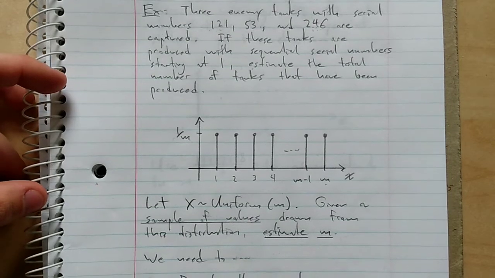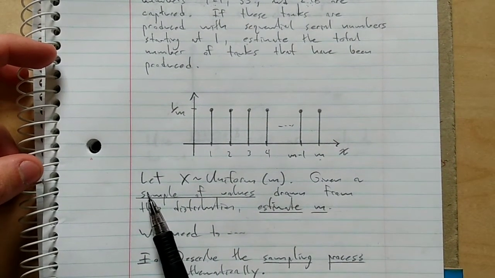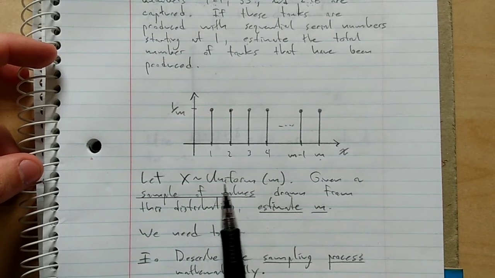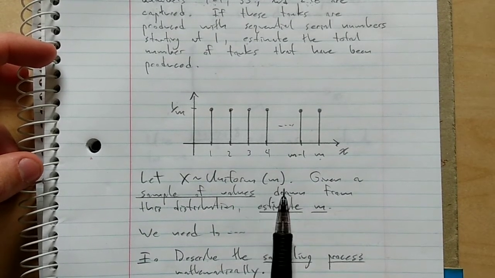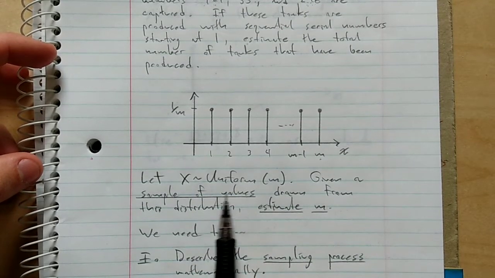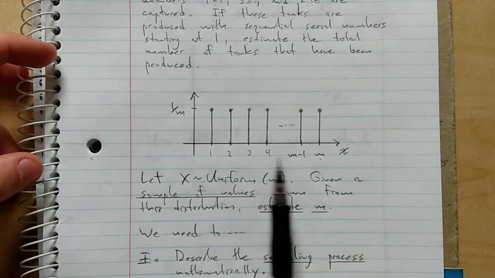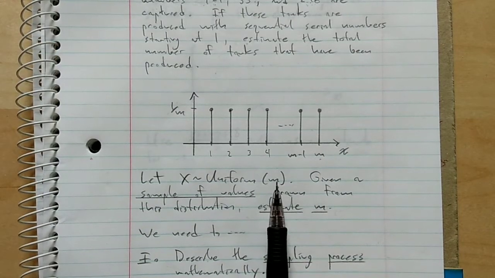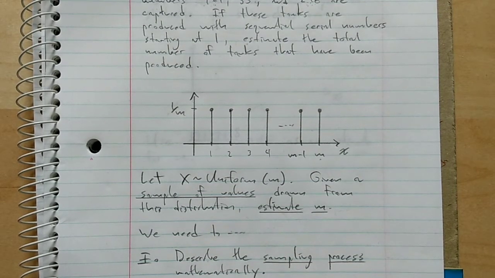An equivalent way of stating this problem in a little bit more formal language: let X be a discrete uniform random variable with parameter M, the maximum value. Remember, this is shorthand for a uniform distribution on the set of values 1, 2, 3, 4, the whole numbers starting at 1 and going up to M. Given a sample of values drawn from that distribution, estimate the parameter M.